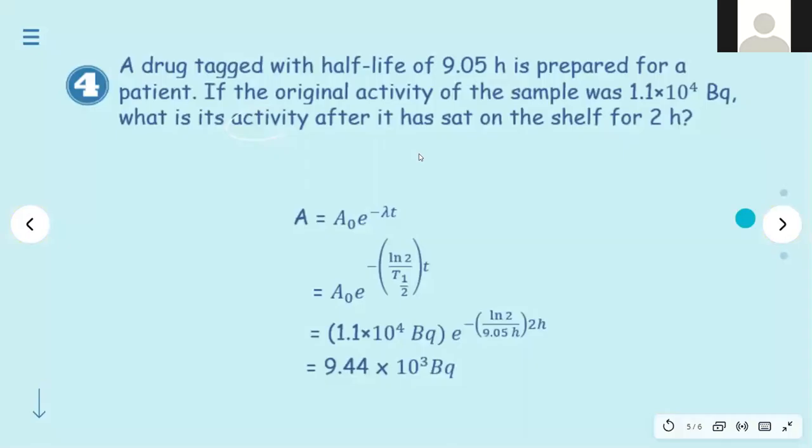And the last question, a drug pack with a half-life of 9.05 hours is prepared for a patient. If the original activity of the sample was 1.1 times 10 to the power of 4 becquerel, what is its activity after it has sat on the shelf for 2 hours? We use the same formula as the previous question and substitute all the values. A given here is 1.1 times 10 to the power of 4, the half-life is 9.05 hours, and the time is 2 hours. The answer is 9.44 times 10 to the power of 3 becquerel.